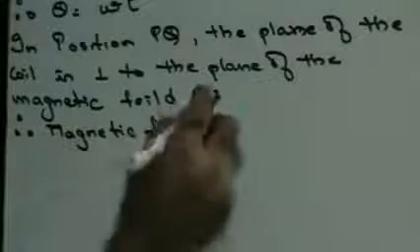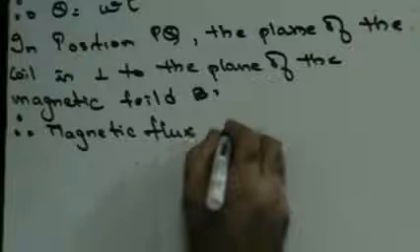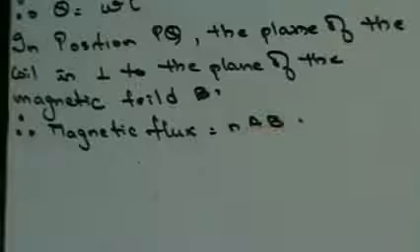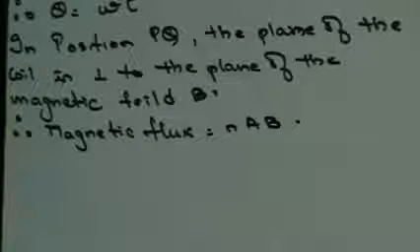Now, as a result of this, the magnetic flux is going to be equal to number of turns of the coil, cross-sectional area of the coil into the external magnetic field. So that is going to be the magnetic flux that will be passing through the coil in position PQ. Now, as the coil rotates about its axis, there is a change in the magnetic flux, and hence there is going to be an EMF that will be produced in the coil.